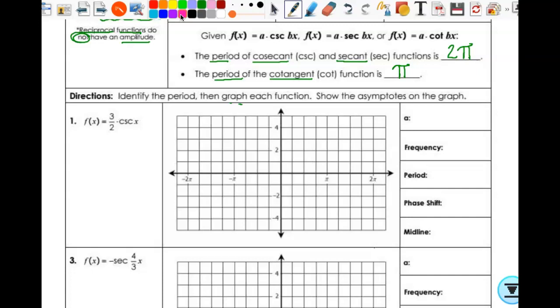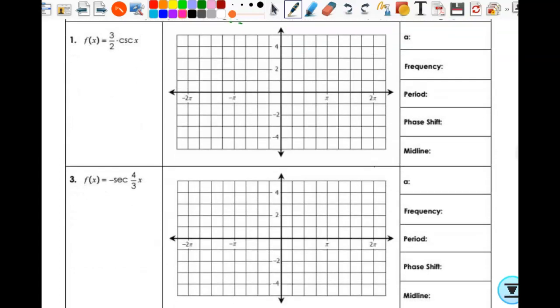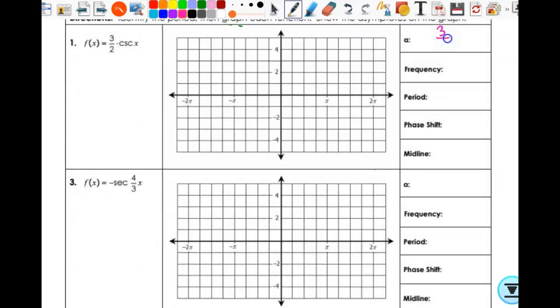Number 1, what is A? 3 halves. All right, your A is your 3 halves. What's frequency? 1. So the period is 2 pi. Do I have a phase shift? No. So it's 0. Midline is at y equals 0.